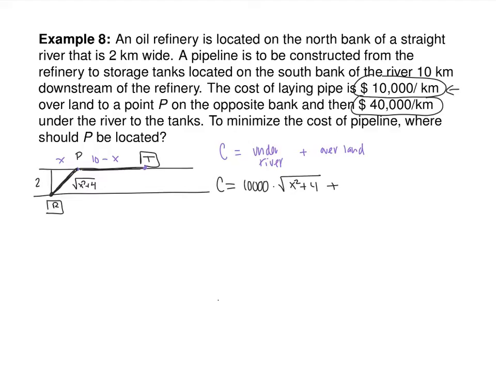Oh, that's wrong though. That should be the 40,000 one, shouldn't it? Under the river one was the more expensive one. Yeah, okay, yep, whoops. How about the overland cost? That's going to be 10,000 times 10 minus x.